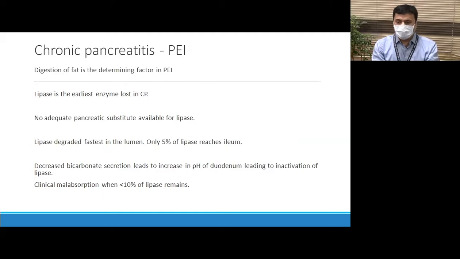Also there is a decrease in bicarbonate secretion that leads to an increase in the pH of the duodenum, leading to inactivation of lipase. And like I said in the earlier slide, clinical malabsorption occurs when the lipase level drops to less than 10% of the normal quantity.